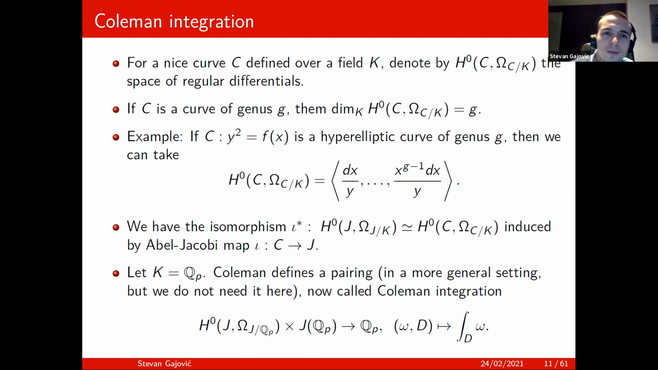And so then we recall that for any nice curve defined over a field K, we have a space of regular differentials. For example, if we have a hyperelliptic curve, then we can take the regular differentials of the shape dx over y, up to x to the g minus 1 dx over y. Note that there are g of them in total, because the dimension over K of regular differentials is exactly g.